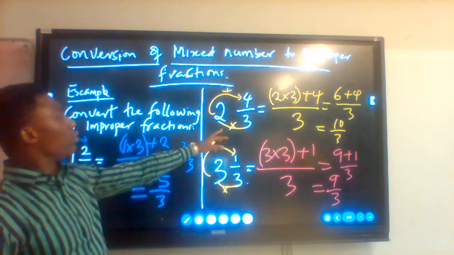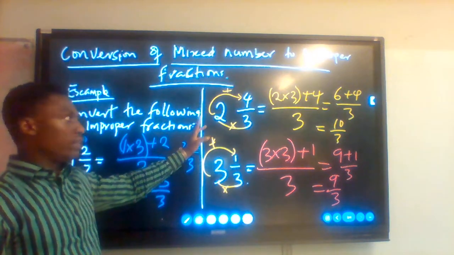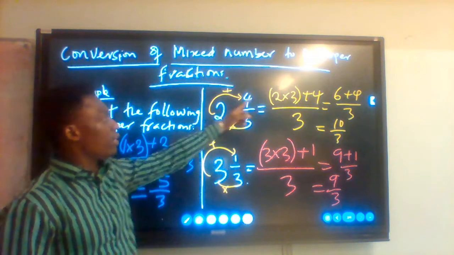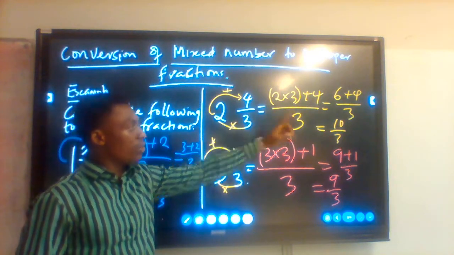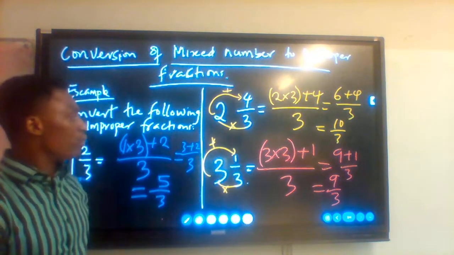Now, for example 2, 3 times 2 is 6. 6 plus 4 is 10, all over 3, which gives us 10 over 3.